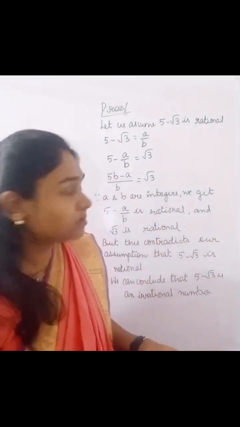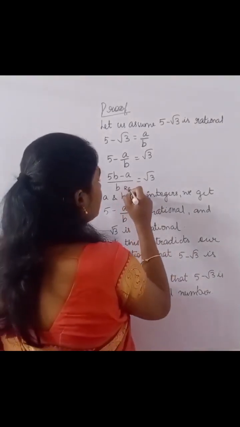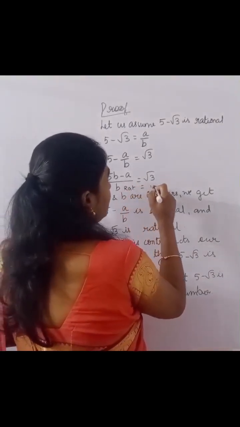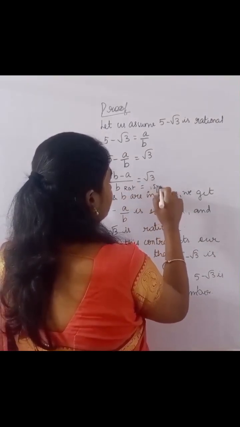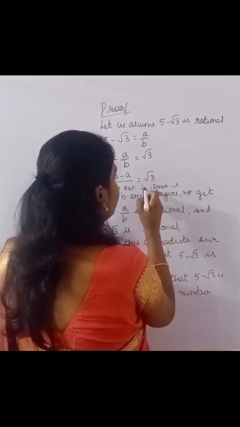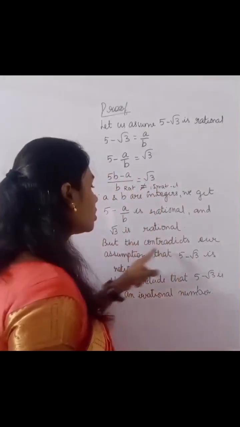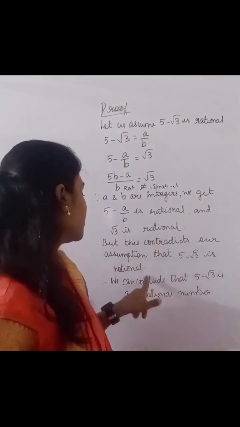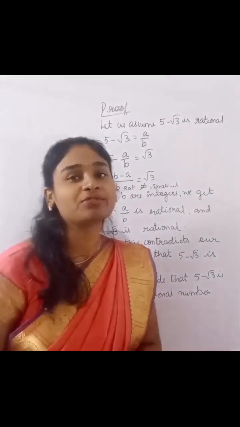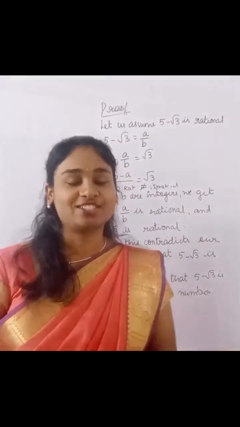So how do we conclude that? Because see here, this is a rational number, right? This is an irrational number. But these both are not equal, but it is given that it is equal. So therefore, this contradicts our assumption that 5 minus root 3 is rational. Therefore, we can conclude that 5 minus root 3 is an irrational number.